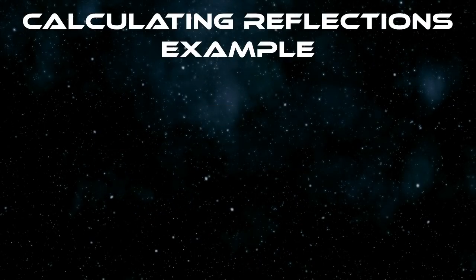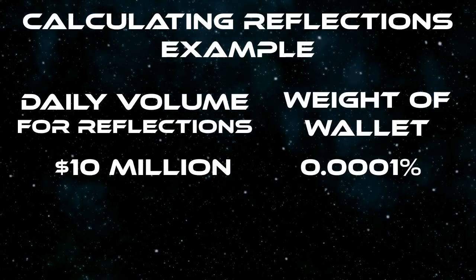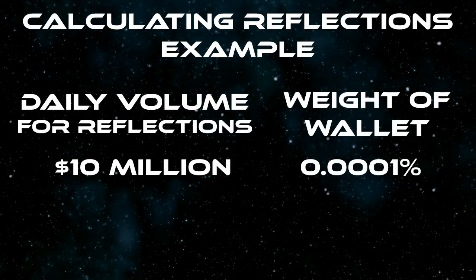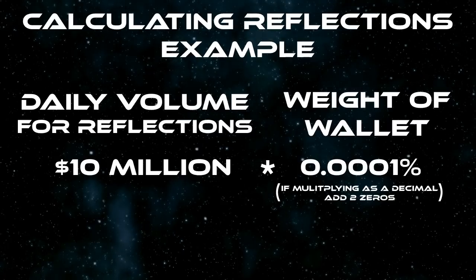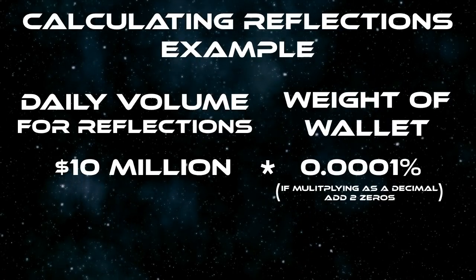So now that we know the amount of daily volume going through reflections and the weight of our example wallet, we can now determine how much that wallet will receive in reflections by multiplying the weight of the wallet by the total number of dollars going to reflections. This would give us a result of $10. So with $200 million of daily volume in V2 of Safemoon and having a wallet with 1 million Safemoon, the wallet would receive $10 worth of reflections.